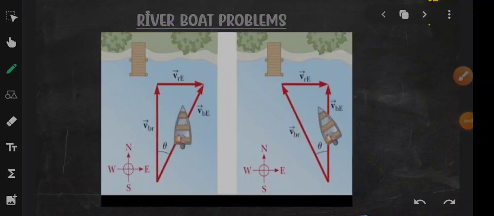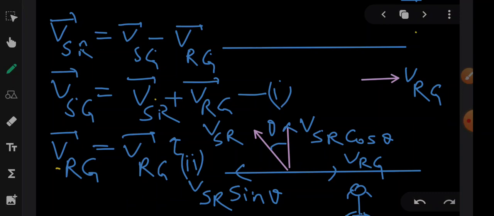In this video lesson, we will discuss some problems related to river and boat. First, we will discuss the general methodology which we should adopt to solve these questions. Now, see, these are the two banks of the river, and this is the point from where the swimmer starts to swim, say suppose at an angle theta with the vertical.